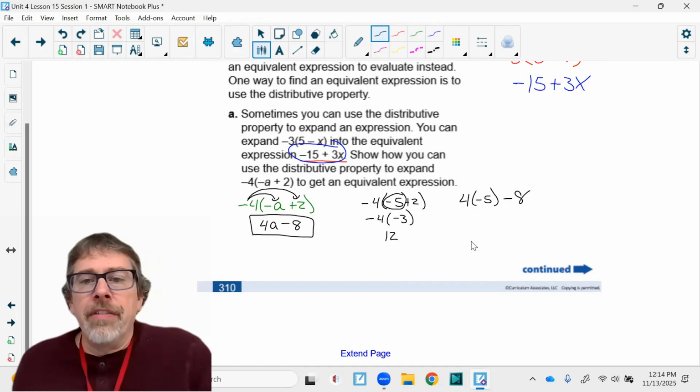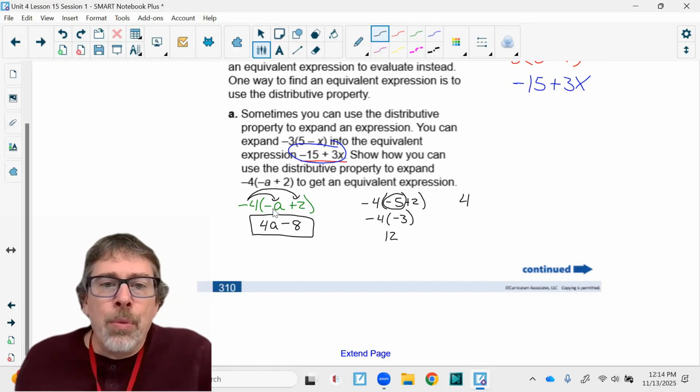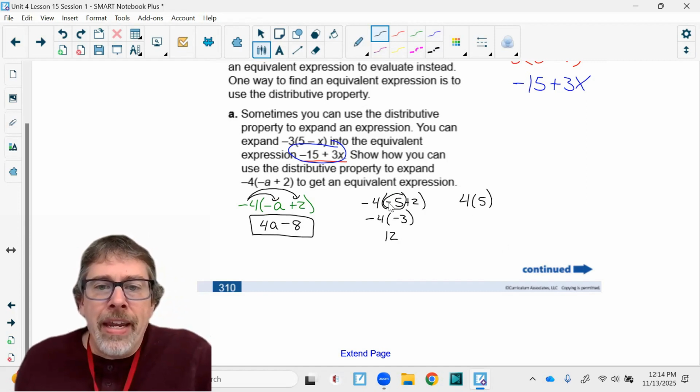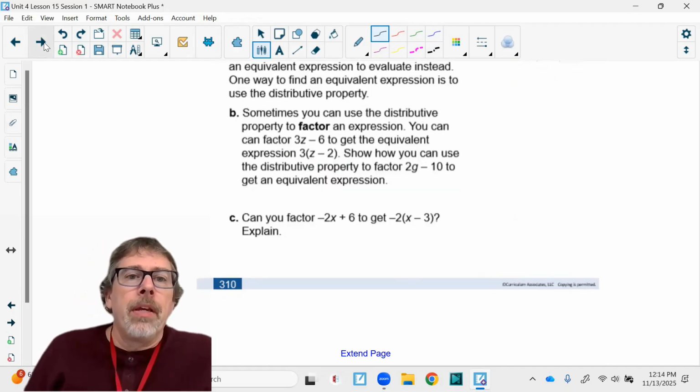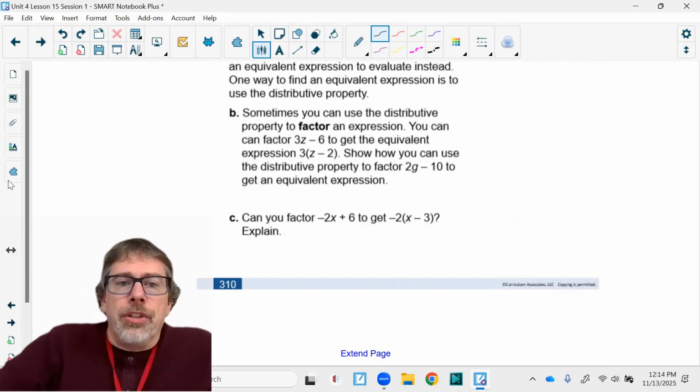I'm sorry, not -5, it's 5. So a was negative here, so a was 5. So this would be 4 times 5. My fault, my apologies. It's negative a in this, so that's -5. So 5 was my a, not -5. So 4 times a, 4 times 5 minus 8, and that would be 20 minus 8, which is also 12. Okay? All right, next question.